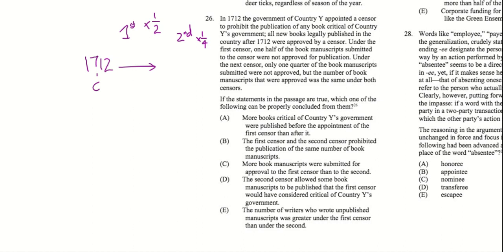Okay. But the number of book manuscripts that were approved was the same under both censors. So here, 1/2 of the books were approved, right? Under the first censor. Under the next one, it would be 3/4 were approved. Okay, and then they're saying these two, whatever this number is, they're equal, right? If the statements in the passage are true, which one of the following can be properly concluded from them?